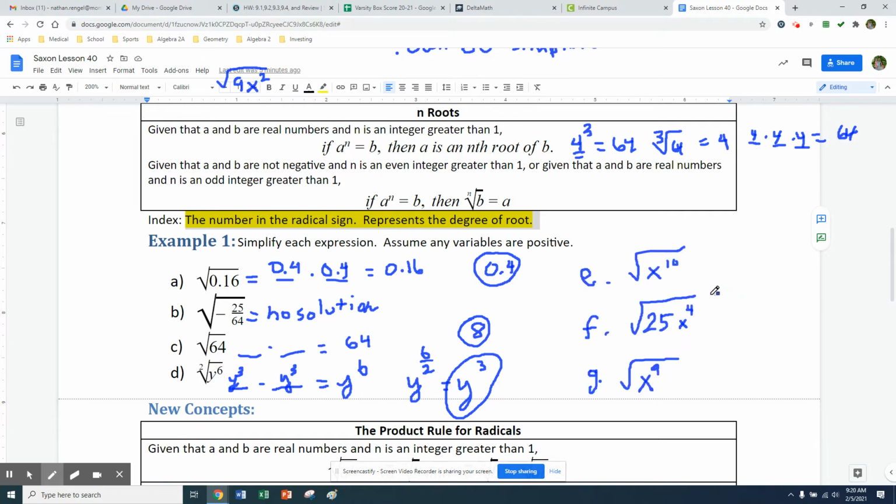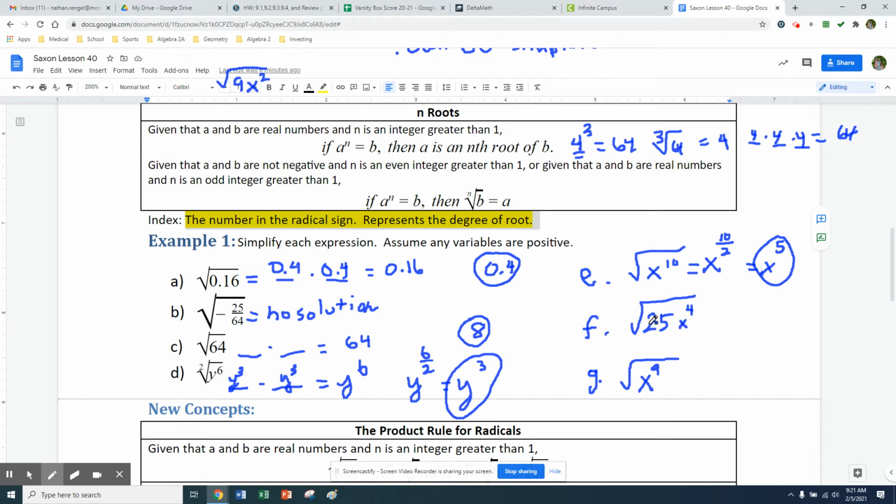So looking at some additional examples. Here I just have the square root of x to the 10th. To find that, we're going to take that power of 10 and figure out what it is cut in half. That would be 5. Sorry, I guess I didn't have my Wheaties this morning. That should have been x to the 10 over 2, and that's going to equal x to the 5th, because x to the 5th times x to the 5th is going to equal x to the 10th.